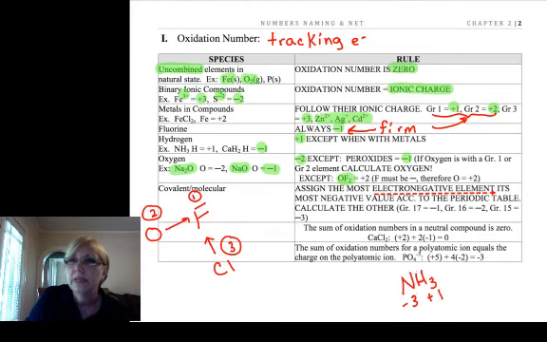All right? Now, the last rule is the sum of our oxidation numbers in a neutral compound has to be 0. And the sum of oxidation numbers for an ion has to be equal to its ionic charge.